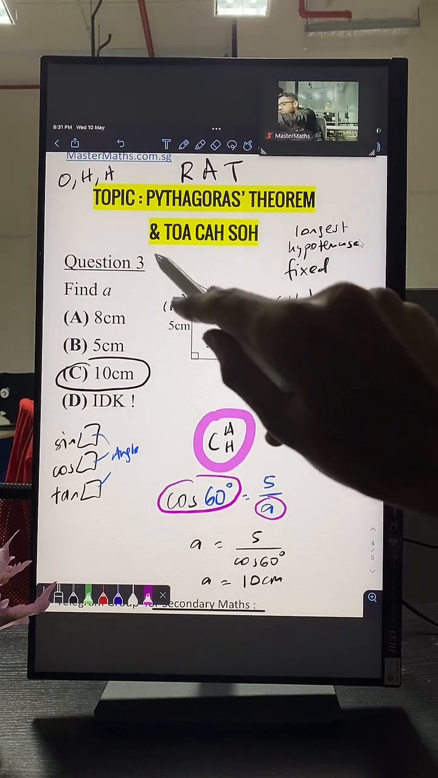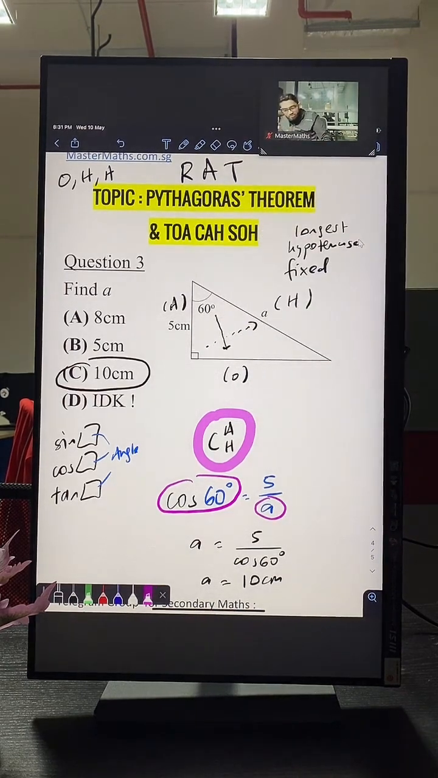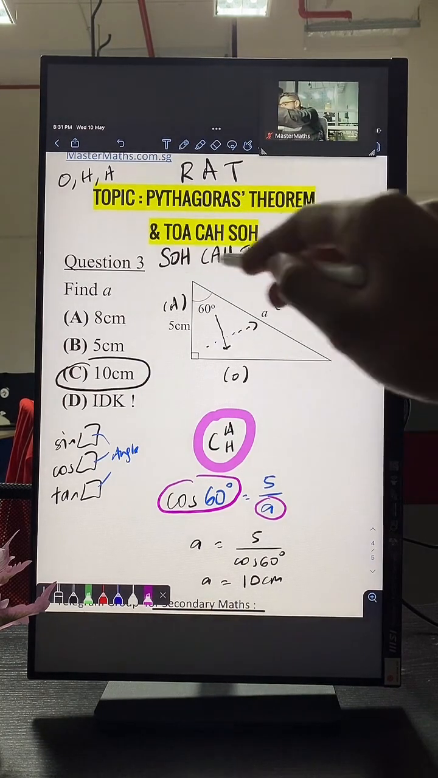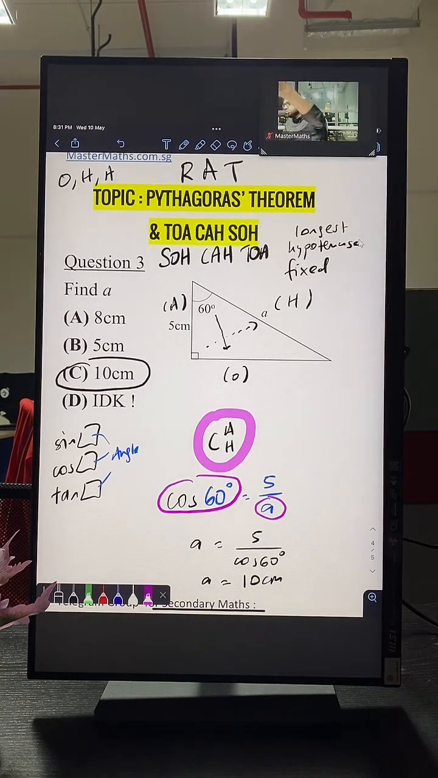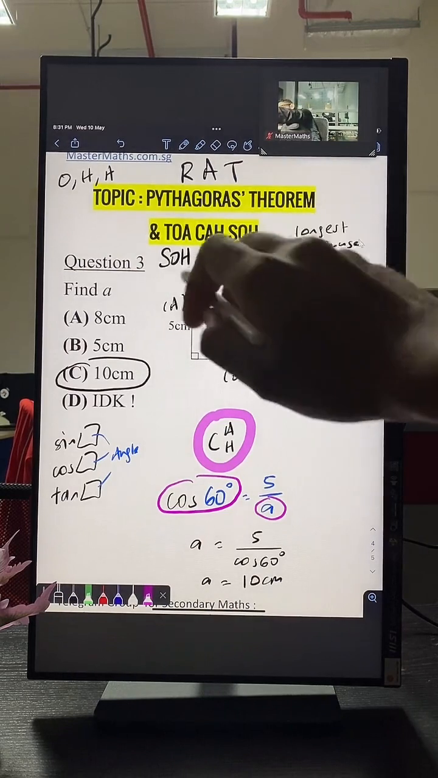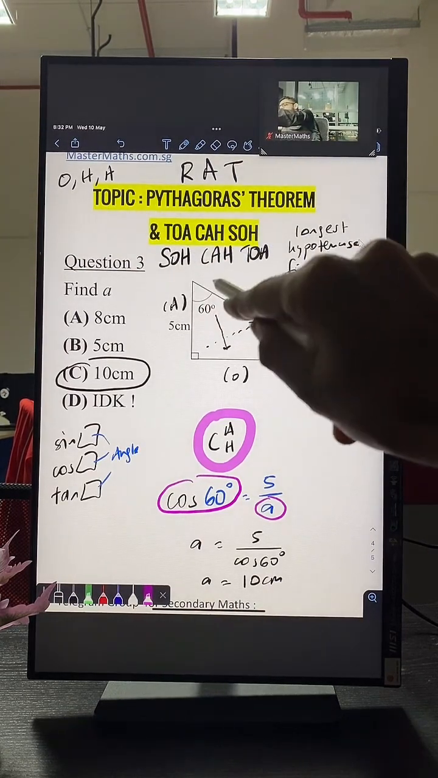Okay? In America, they don't call it TOA CAH SOH, they call it SOHCAHTOA. In Donald Trump's country, they don't call it TOA CAH SOH, they say SOHCAHTOA. So if you say TOA CAH SOH to them, they don't understand. They only understand SOHCAHTOA. Alright? So if you watch those American movies in high school, they are doing a trigonometry topic. They will not say TOA CAH SOH. You tell them TOA CAH SOH, they will say, what? Is it Toa Payoh? No. Alright? So they understand SOHCAHTOA very well. But it's actually the same thing.